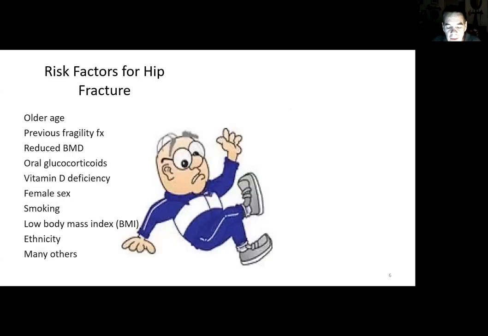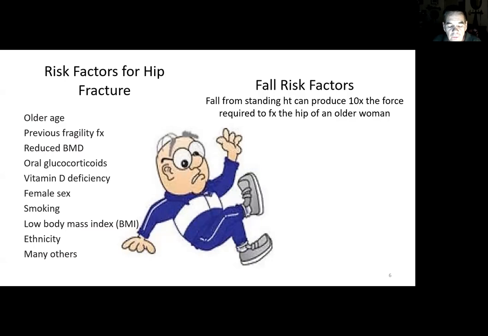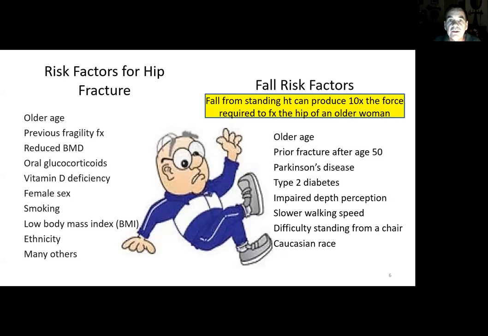Literature review revealed over a dozen risk factors for hip fracture, with older age, reduced bone mineral density, low BMI, and geographical factors to be some of the most significant. Fall risk factors are closely correlated to risk factors for hip fracture. A ground level fall is more than sufficient to produce a fragility hip fracture.